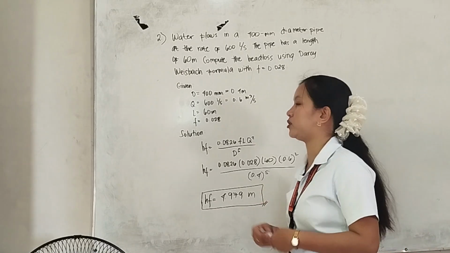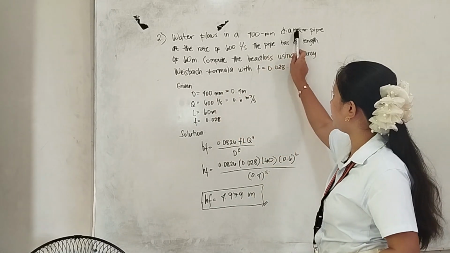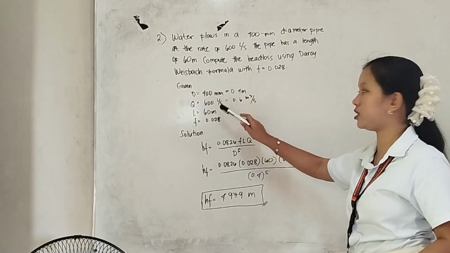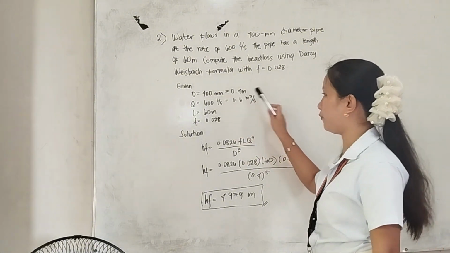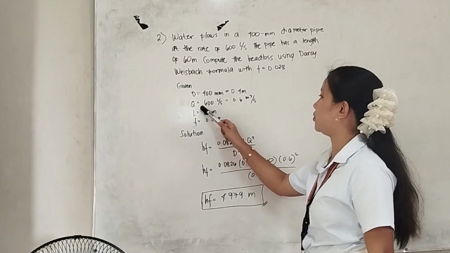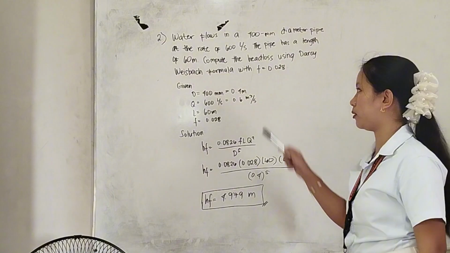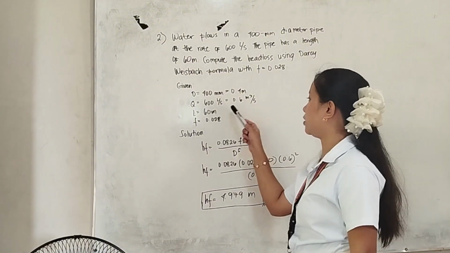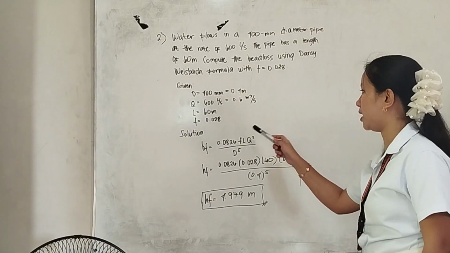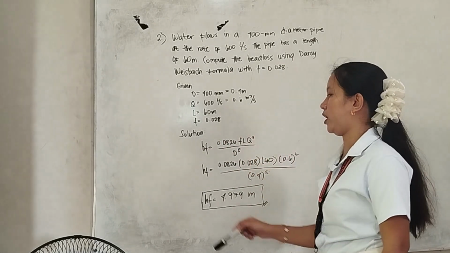So first, ato imutang ang mga given. So we have a diameter of 400 mm diameter. So convert it into meters. So nahimo siya 0.4 meters. And then the next one is the flow rate, which we have 600 liter per second, and convert into cubic meter per second is 0.6 cubic meter per second, and we have the length 60 meters and F 0.028.